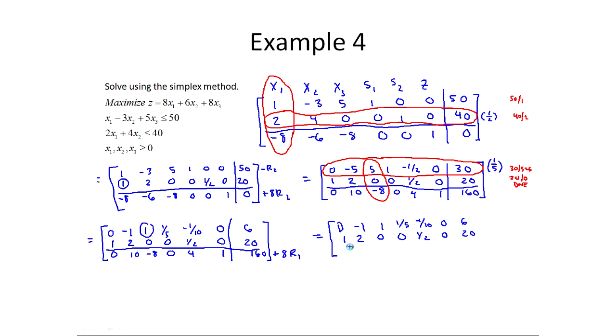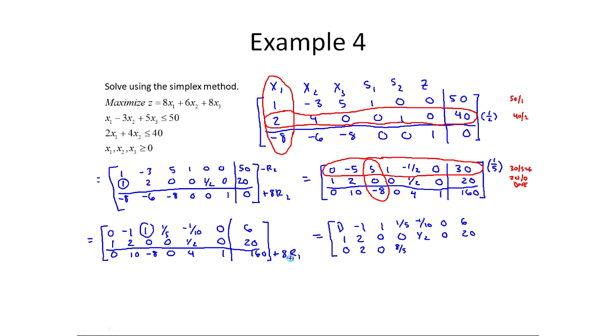I get 0, because 8 times 0 is 0. I get -8 and 10, right? So 8 times -1 is -8 and 10. So I get a 2. 8 times 1 is 8, and -8, I get 0. 8 times 1/5 is 8/5. Luckily, there's a 0 here, so that's just 8/5.